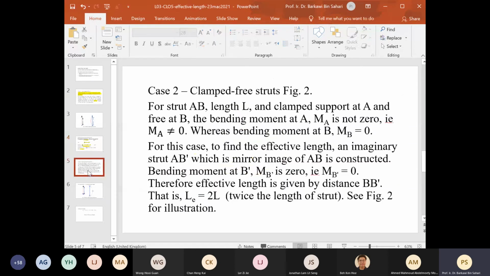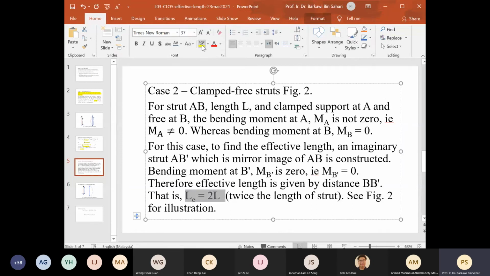Now let's look at the clamp free, the one that we showed, where physically, in real terms, there is only one point with zero bending moment, which is at the top, because the other one is clamp and there is no zero bending moment. Okay, so for this case, you can read the text there, how it is done. We can see that the effective length is 2 times L.